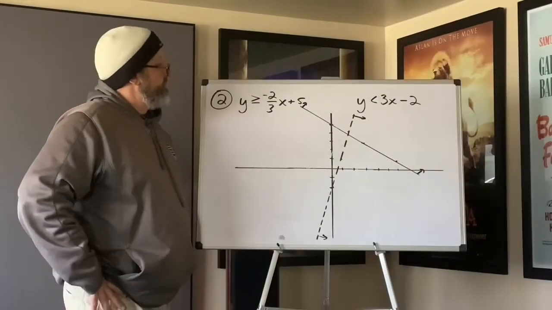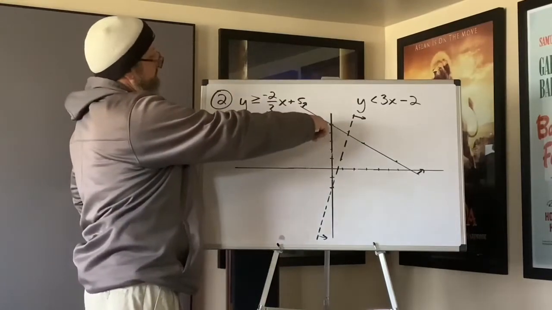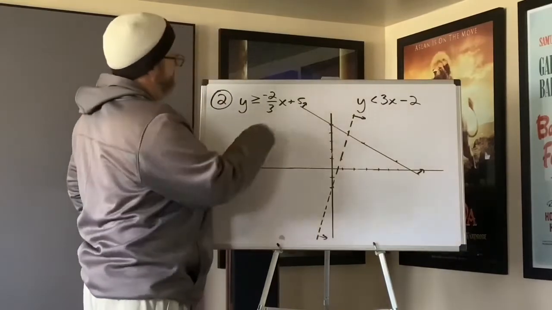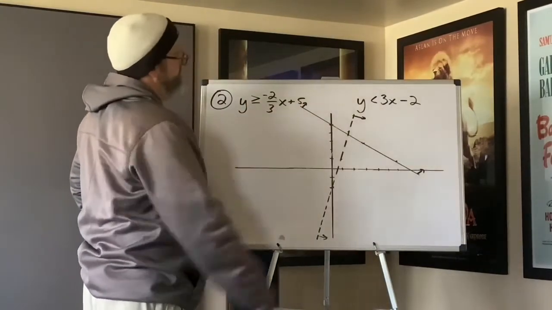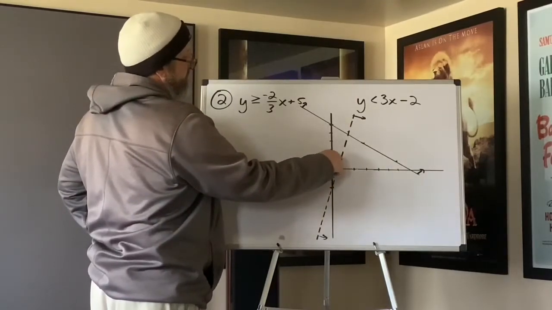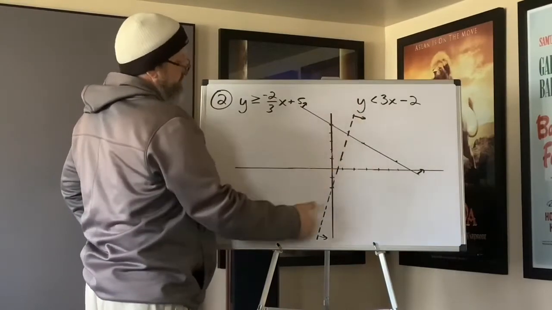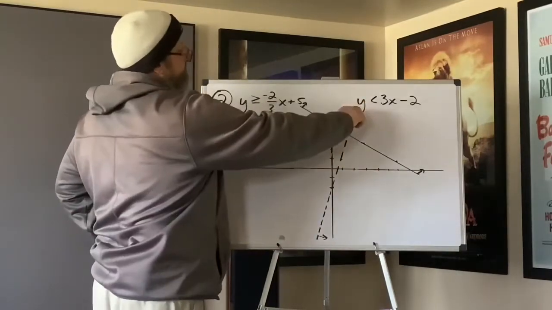All right, so here we go. Started at plus 5, right? Down 2 over 3, down 2 over 3, down 2 over 3. Solid line because it's equal, shading everything above. Over here, started at -2, up 3, 1, 2, 3, over 1, up 3, 1, 2, 3, over 1. Okay, dotted line because there is no equal, right? And it's less, so I shade below the roof.